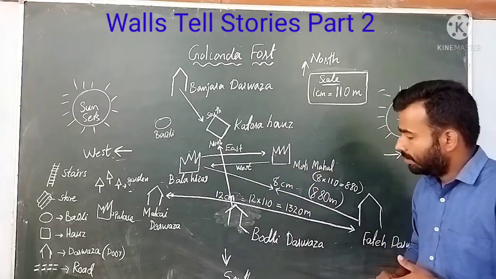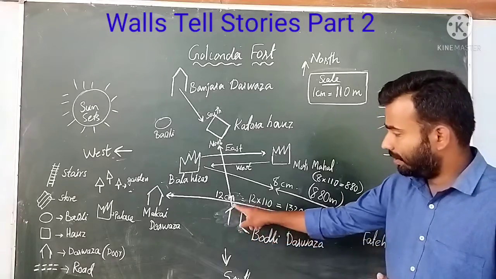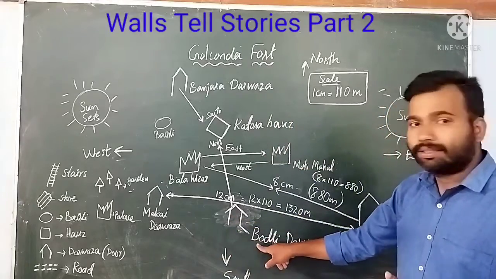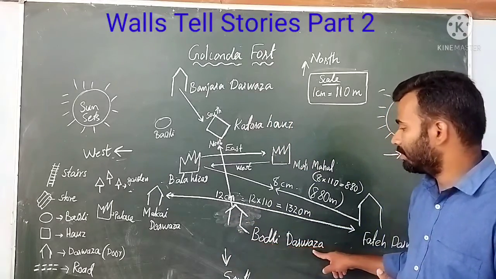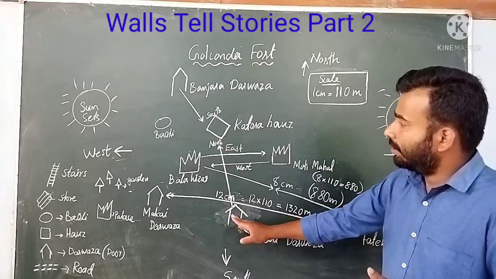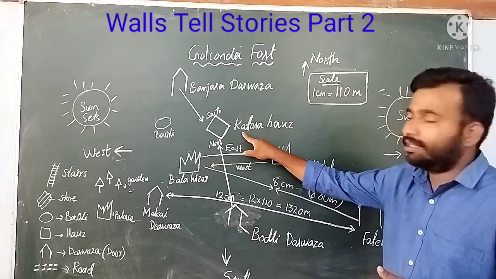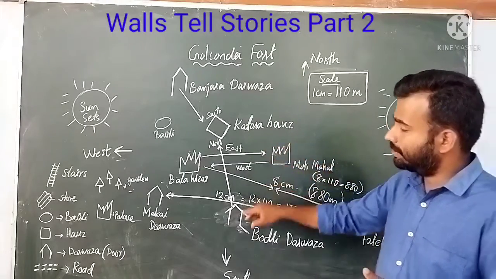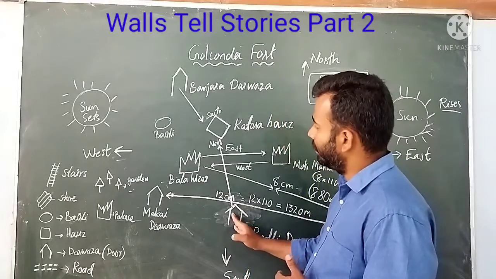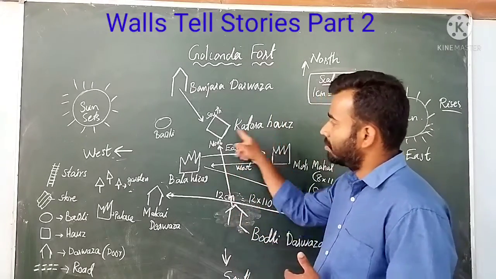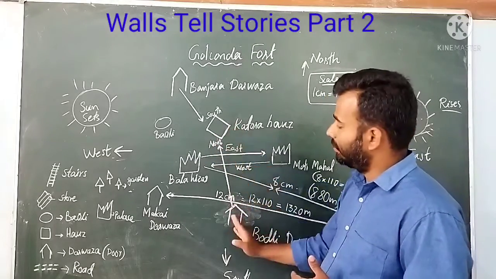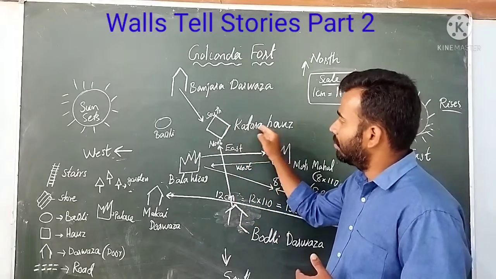And similarly, suppose this is a gate. Here you can see the symbol that represents a gate or darwaza. This gate is called Bodli Darwaza. Suppose you are looking from Bodli Darwaza, in which direction will you see Katora house, where the water is stored? In which direction do we have to look in order to see Katora house?